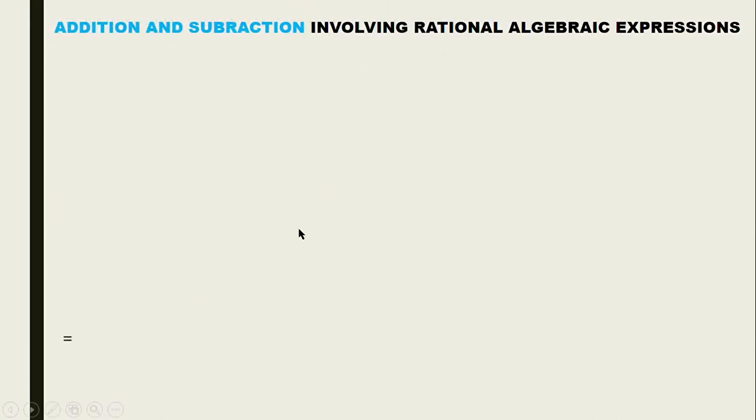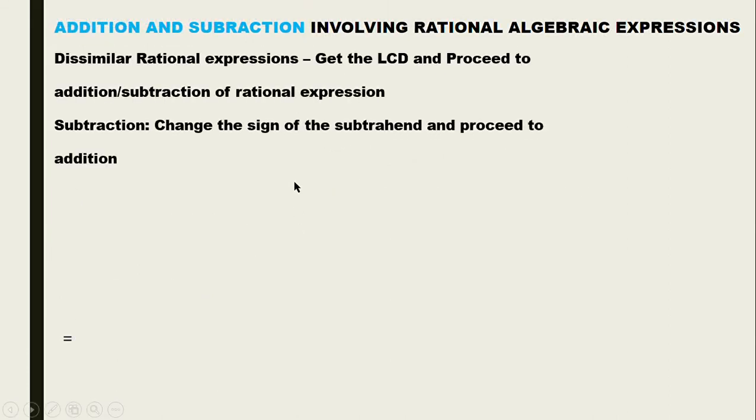So let's move on. Let's say it's dissimilar, right? But let's say it's subtraction, because last time we did positive, or plus. So now we're gonna do subtraction. If it's subtraction, change the sign of the subtrahend and proceed to addition. Let me show you an example: m minus 3n over 6m cubed n. So this is the given. As you see, it's not the same.